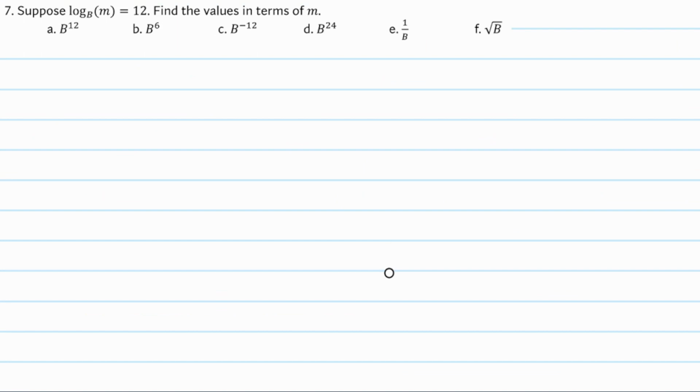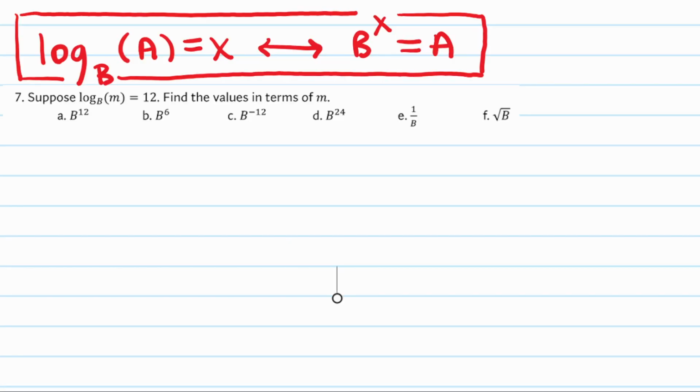Suppose the log with base b and argument m is equal to 12. Find the values in terms of m. Okay, yes, I like this problem. I remember where this comes from. I think what we're going to need to do is use the definition of a logarithm and get some sort of true equation in terms of b, m, and 12.